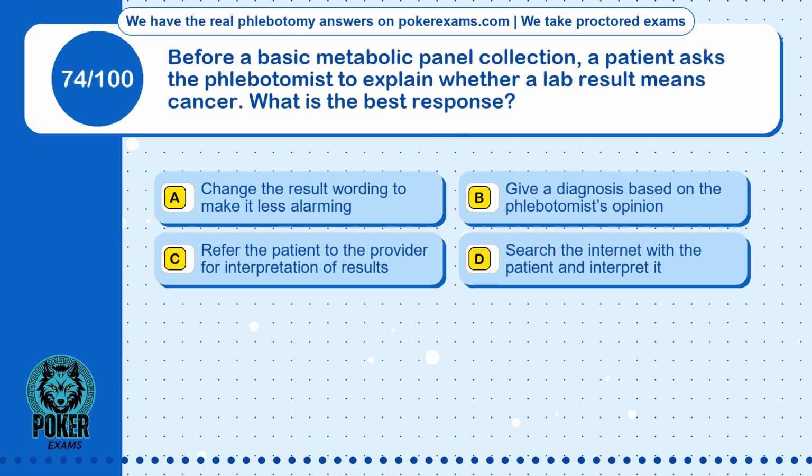Question 74. Before a basic metabolic panel collection, a patient asks the phlebotomist to explain whether a lab result means cancer. What is the best response? Option A. Change the result wording to make it less alarming. Option B. Give a diagnosis based on the phlebotomist's opinion. Option C. Refer the patient to the provider for interpretation of results. Option D. Search the internet with the patient and interpret it.